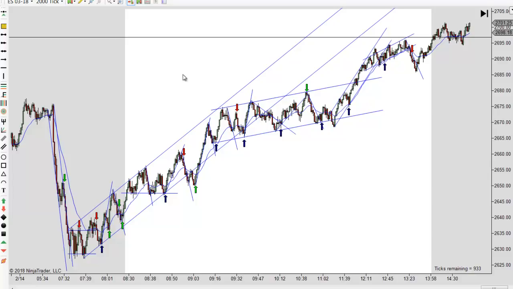And the same thing coming down, you want a 45-degree angle, and if it's too steep, it's probably not going to last very long. And if it's too flat, then it's not a very strong or healthy trend. So that angle really tells you some important information, so keep that in mind.